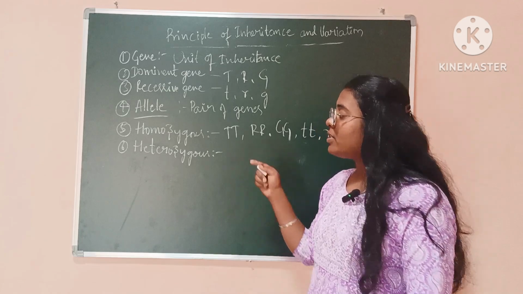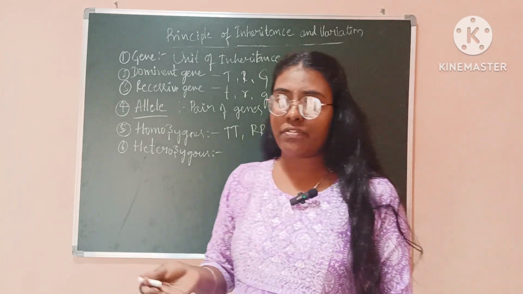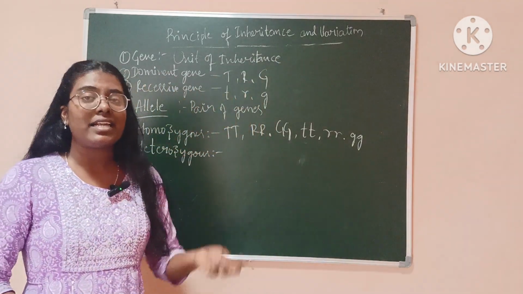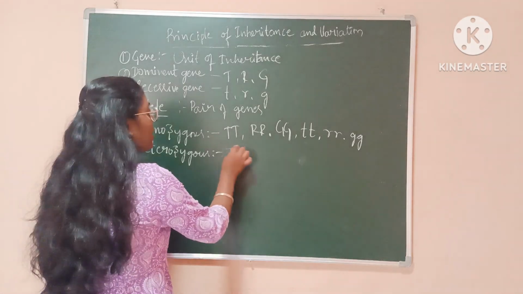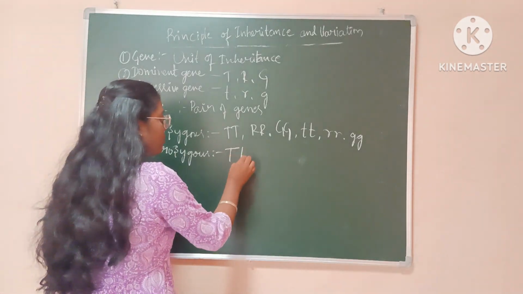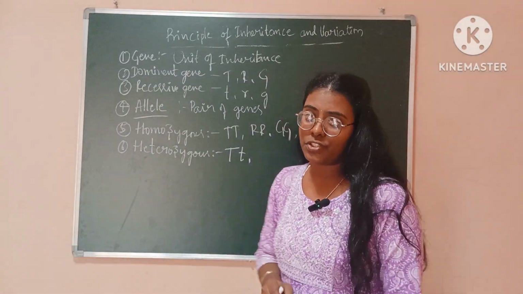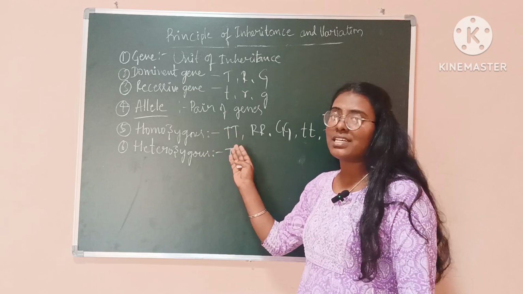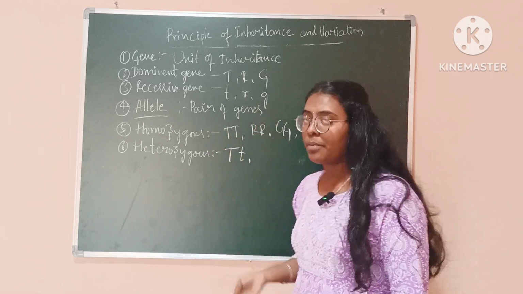Okay, and coming to heterozygous. What is the meaning of hetero? Hetero means different, right? So heterozygous means the allelic set has two different types of genes, that is, it might have a dominant gene and also a recessive gene. This is called heterozygous condition. So the allelic set is of two types, homozygous and heterozygous. Okay, so these are some of the basic terminologies.